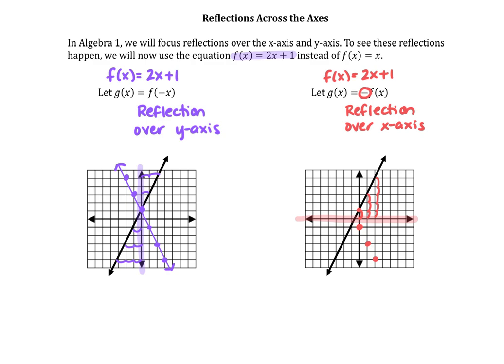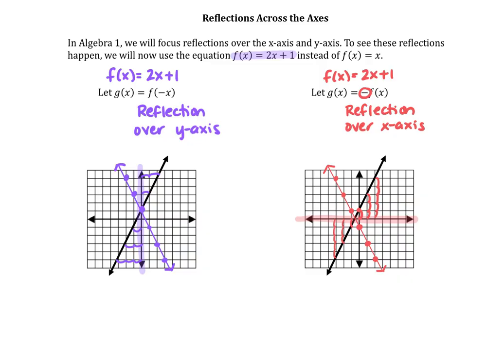Same thing on the other side. Instead of going down 1, I'm going up 1. Plot a point. Instead of going down 1, 2, 3, I'm going up 1, 2, 3, plot a point. And then last one, instead of going down 1, 2, 3, 4, 5, I'm going up 5, plot a point. And this time you can see that all of my points are mirrored up and down across that x-axis. Again, connect my points and draw arrows on each end.